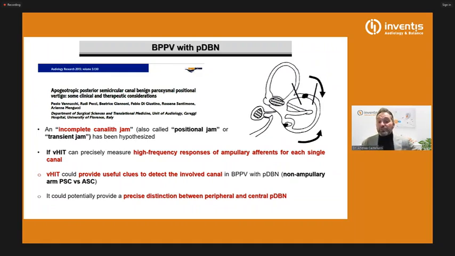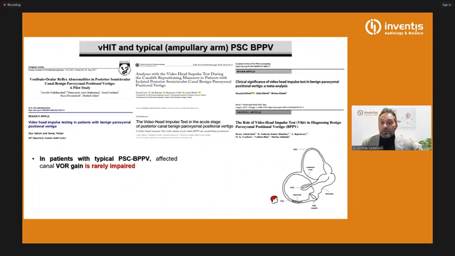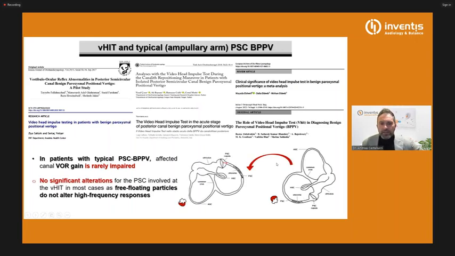And it could potentially provide a precise distinction between peripheral and central BPPV, because we know that in typical benign paroxysmal positional vertigo, where otoconia are free to float, the video gain is rarely impaired. We do not have significant alteration for the posterior canal involved at the video impulse test in most cases, as free-floating particles do not alter high-frequency response.